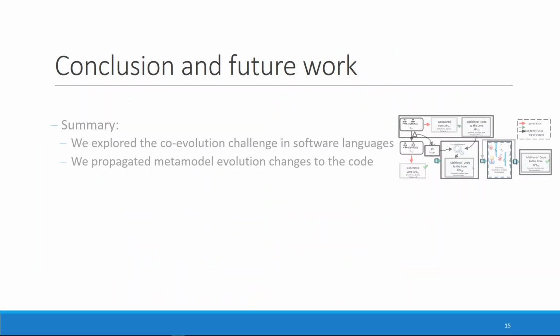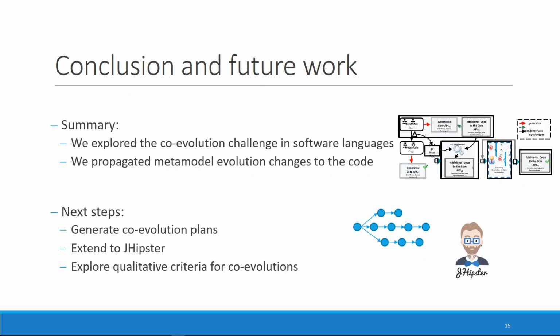To summarize this work, we explored coevolution in software languages. We propagated meta model evolution down to the code, and of course there is still a lot of work to do here. First, maybe to generate coevolution plans, because we still generate alternatives, but we ask the user to decide which resolution to apply. We want to extend it to GHipster, of course, and maybe apply qualitative criteria for coevolution.